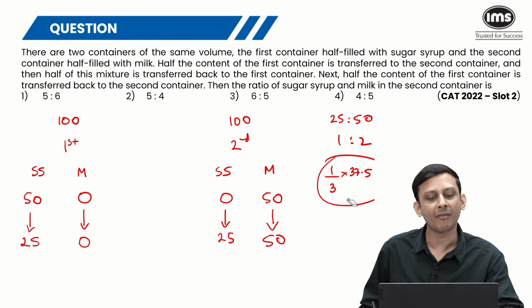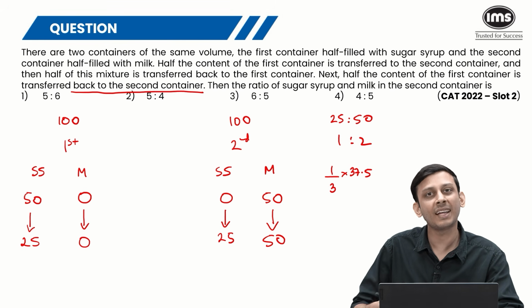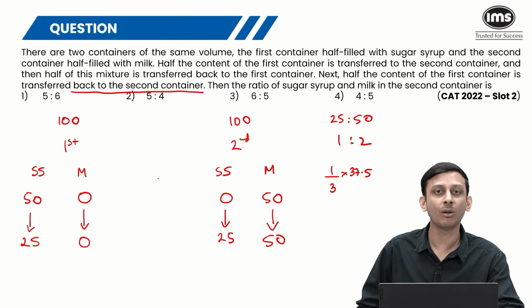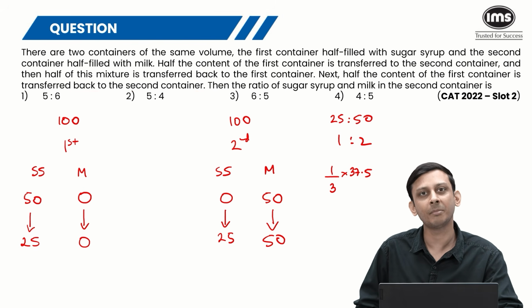But then of course, we'll be dealing with decimal values, and this is not even the last step. After we transfer back to the first container, we again have to transfer back to the second container, more decimal values. So it would take a lot of time to do these calculations, and there would be a good chance of making a mistake as well. So what advantage would you get with this method? None at all. You would be at a disadvantage.